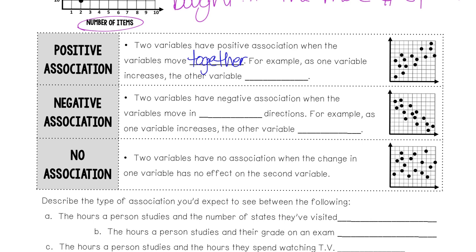They could also go down together. So like as the temperatures drop, less people are outside, right? Typically. Maybe not around here, but you get the idea. So for an example, as one variable increases, what's going to happen to the other one? It's also going to increase. Good. So it increases as well.